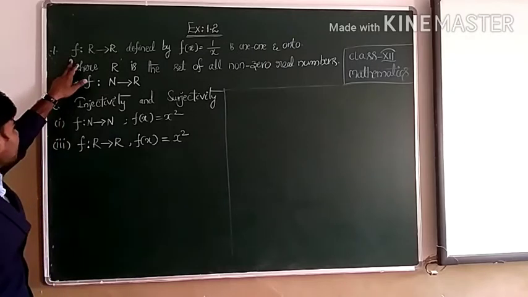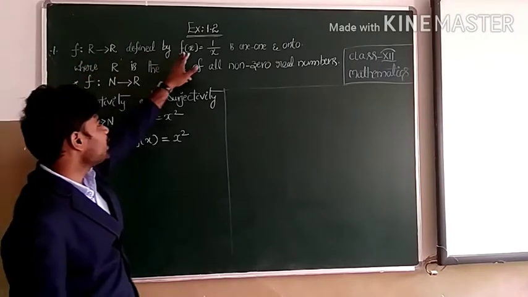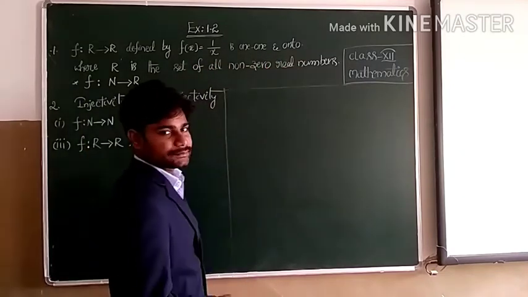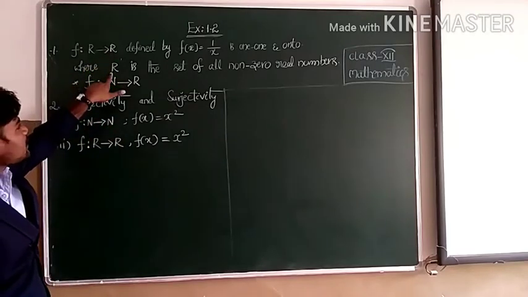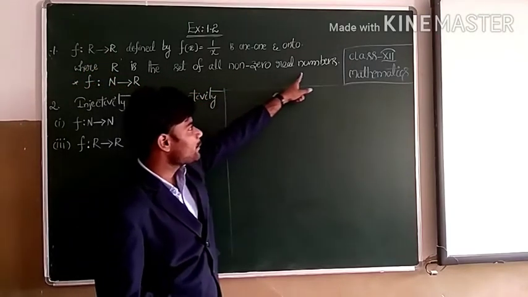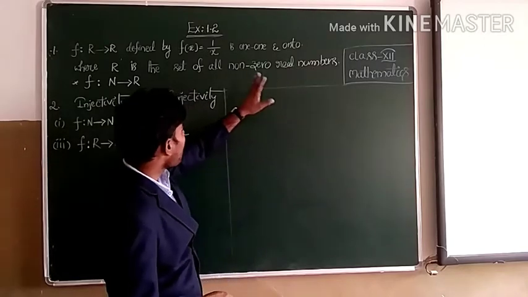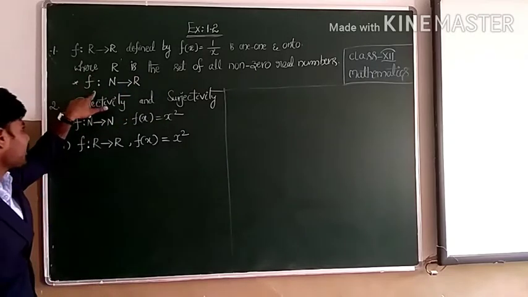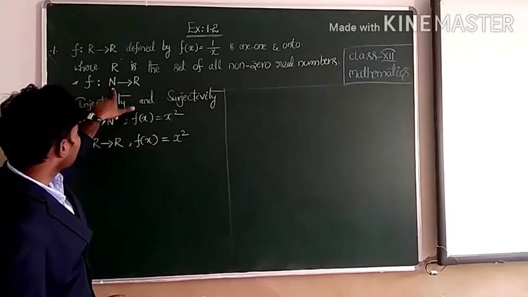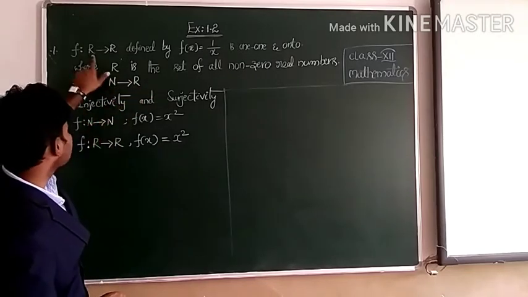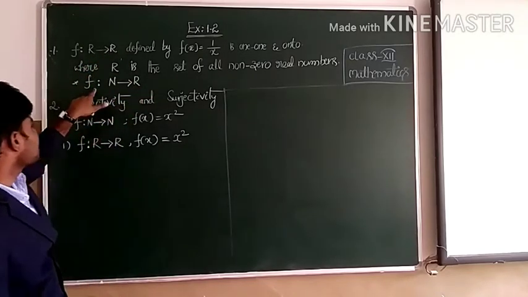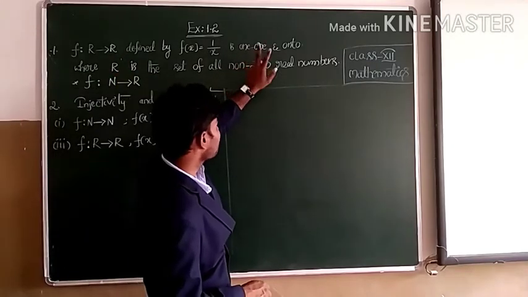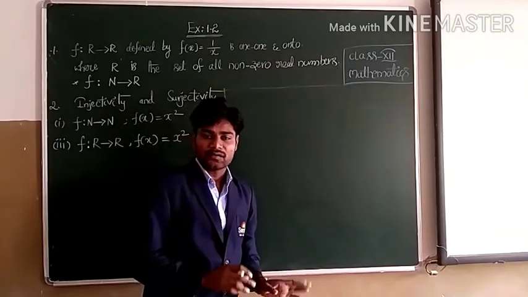Show that f from R to R defined by f of x equals 1 by x is one-one and onto function, where R is the set of all non-zero real numbers. We can consider R as the real numbers except 0. Another case is where the function f is defined from natural numbers to real numbers. So the first case is real number to real number, and here natural number to real number. In that case also we need to check whether this function is one-one or onto or not.